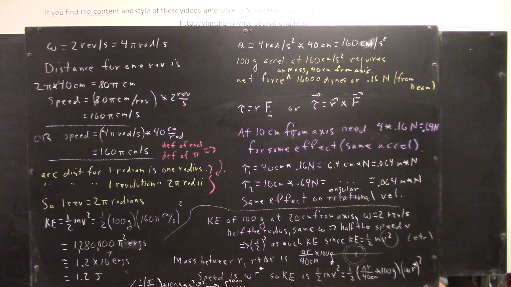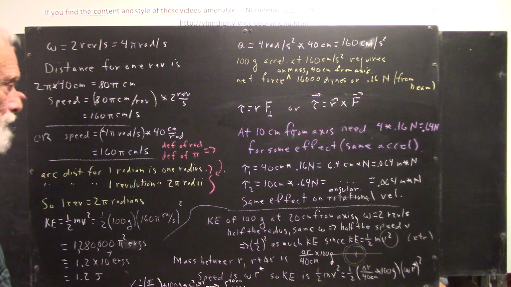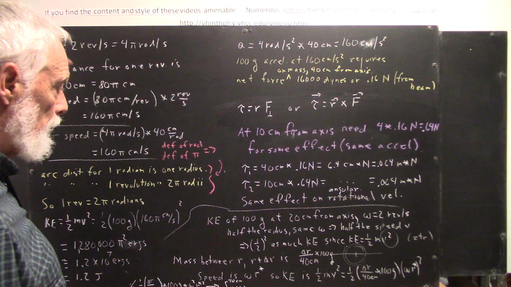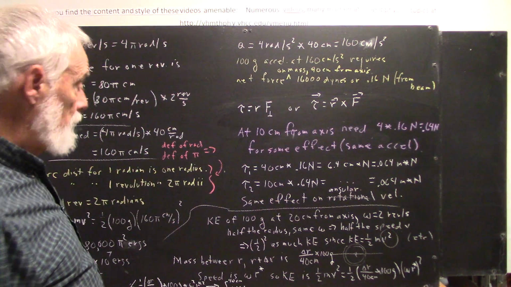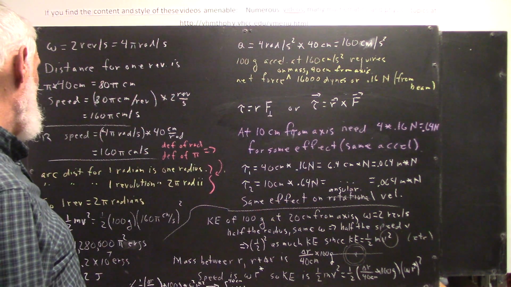We didn't need to know what radians were. We didn't need to know anything else. We got the 2 pi just from the definition of pi. Okay, well, the definition of a radian is closely related to the definition of pi.